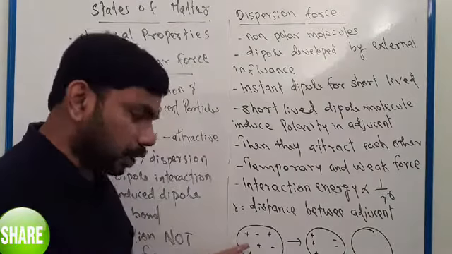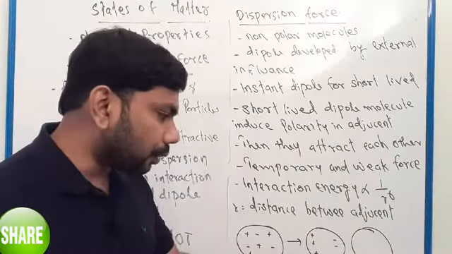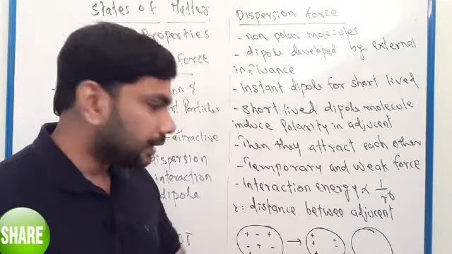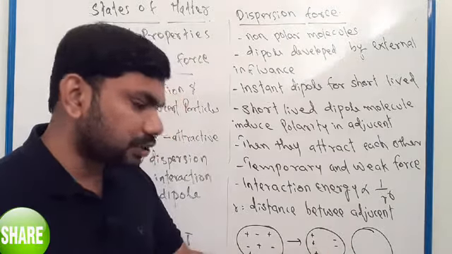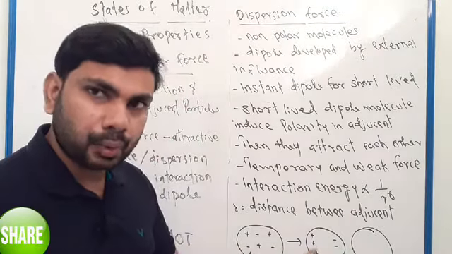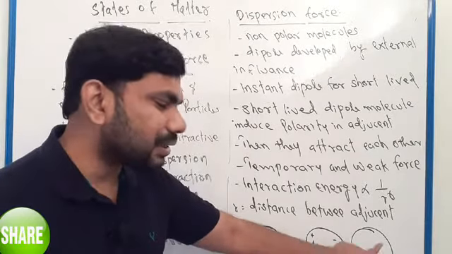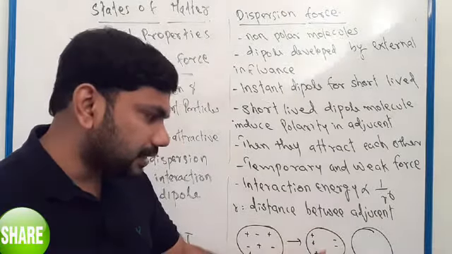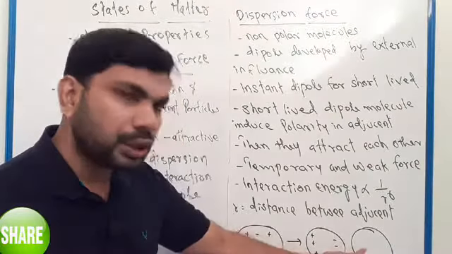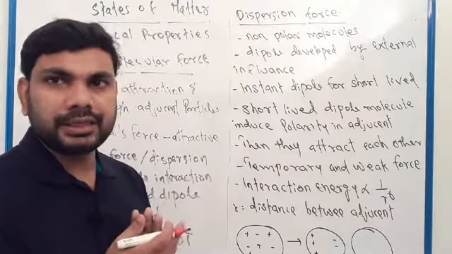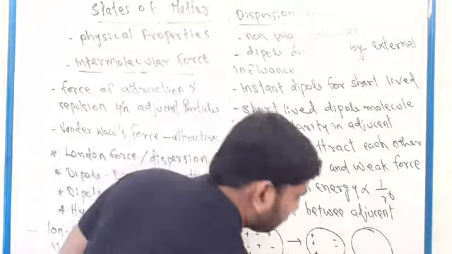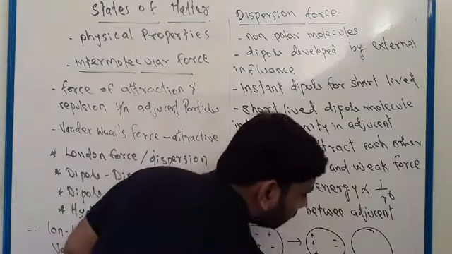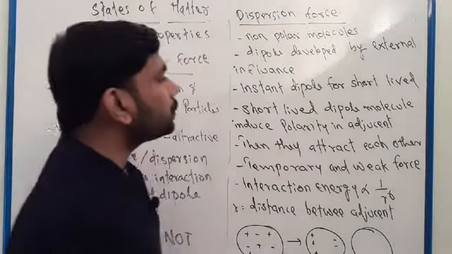Actually it is one non-polar molecule, it became polar, it is temporary polar. Here near to this temporary polar molecule, there is another non-polar molecule. Because of this polarity, this non-polar molecule will induce polarity. Here this molecule induce polarity.